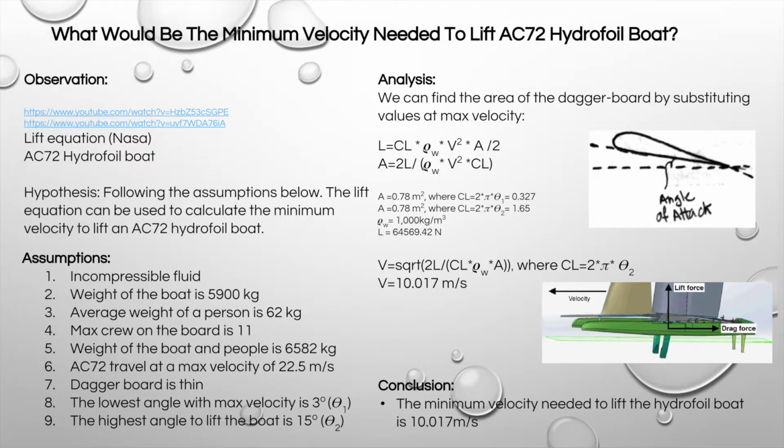From there, we can use this constant area and the 15 degrees angle to determine the minimum velocity to lift the boat out of the water. We concluded that about 10 meters per second was the velocity needed to lift the hydrofoil ship. Below 10 meters per second, part of the boat will be in the water until it reaches this velocity to lift.